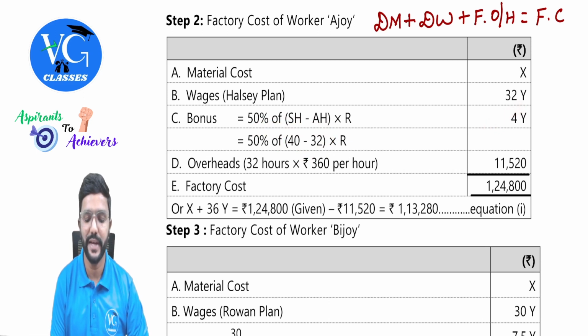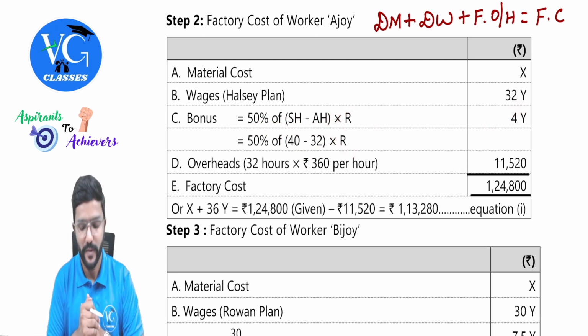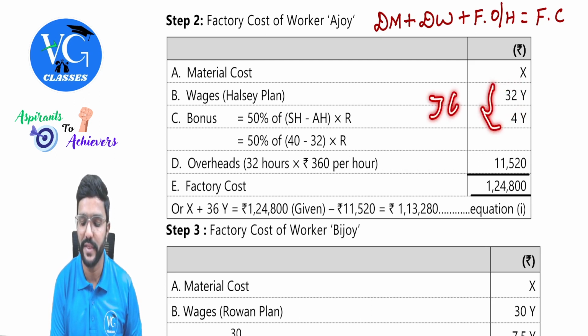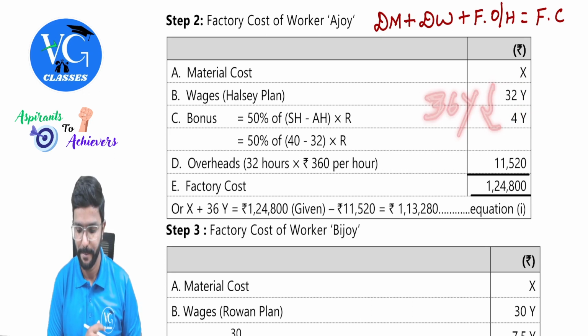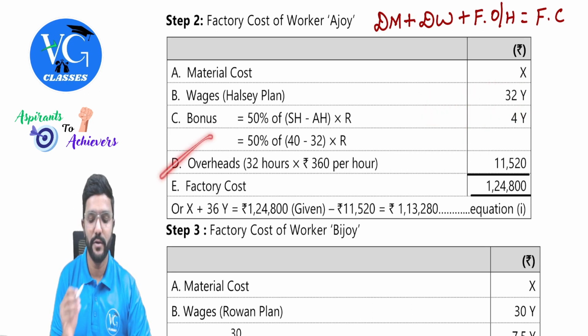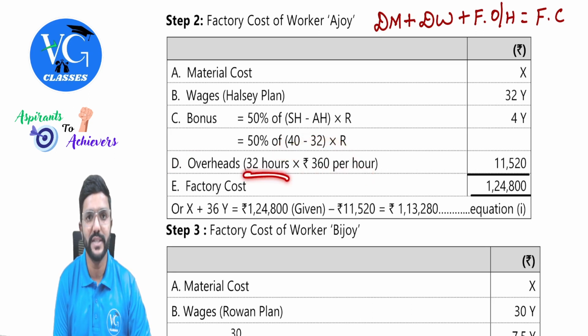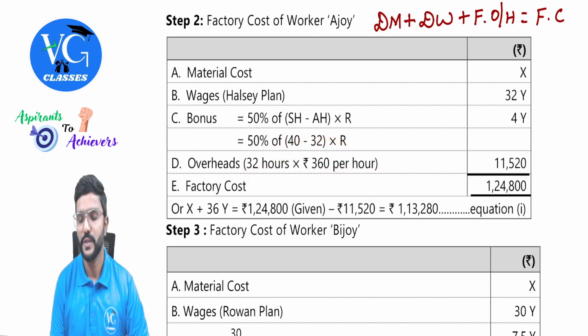It is 4Y. Please be careful. R we have assumed to be Y. So bonus is 4Y. Basic wages is 32Y. So total if I calculate, it would be 36Y, guys. And overhead they have told 360 rupees per each hour worked. So the worker has worked for 32 hours into 360. So we'll get 11,520, guys.